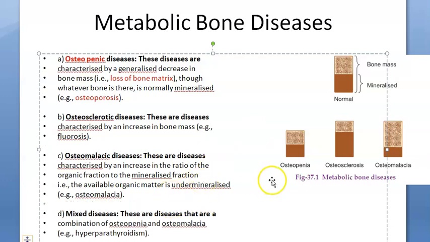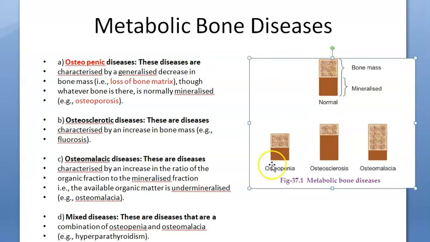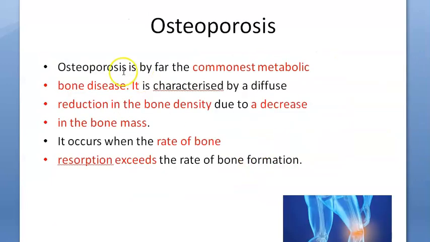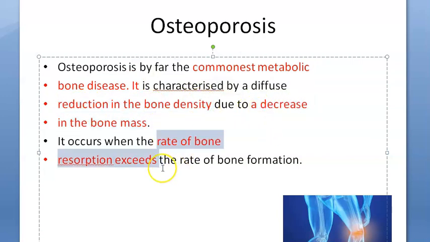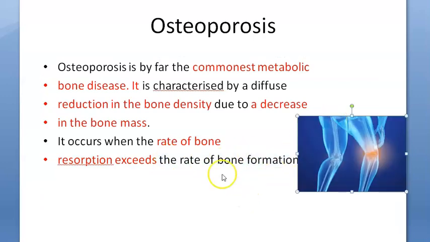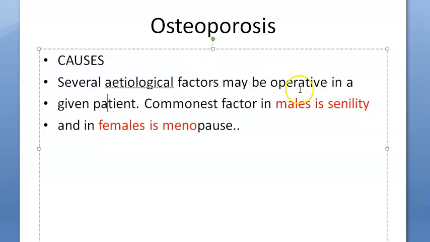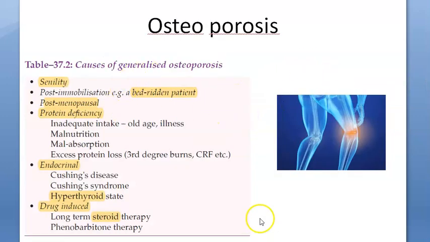Anyways, here we are concerned about osteoporosis, where there is a decrease in the bone mass, which they are showing you here in osteopenia. Now, this is the commonest metabolic bone disease, and there is reduction in bone density, decrease in bone mass. The rate of bone resorption is more than the rate of bone formation. Okay. So why does this happen? In males, it happens because of old age, and in females because of postmenopausal state, because there's not much estrogen, right?